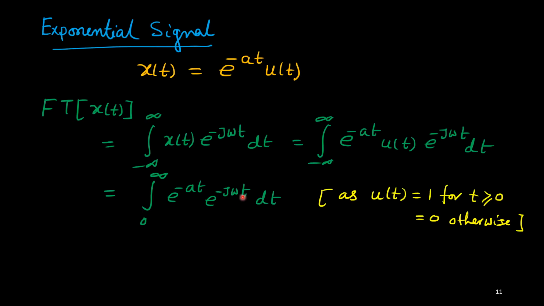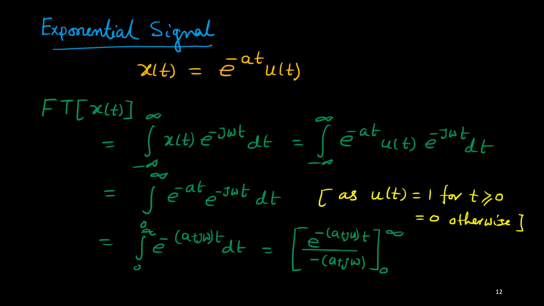Now we can combine these two. If I combine them, you will see this minus common, a plus j omega times t. So this integral we can do: e to the power minus a plus j omega t upon minus a plus j omega. This is the integral of the signal e to the power mx. The integration of e to the power mx is e to the power mx upon m. That we have done. Now the limit we will consider is 0 to infinity.